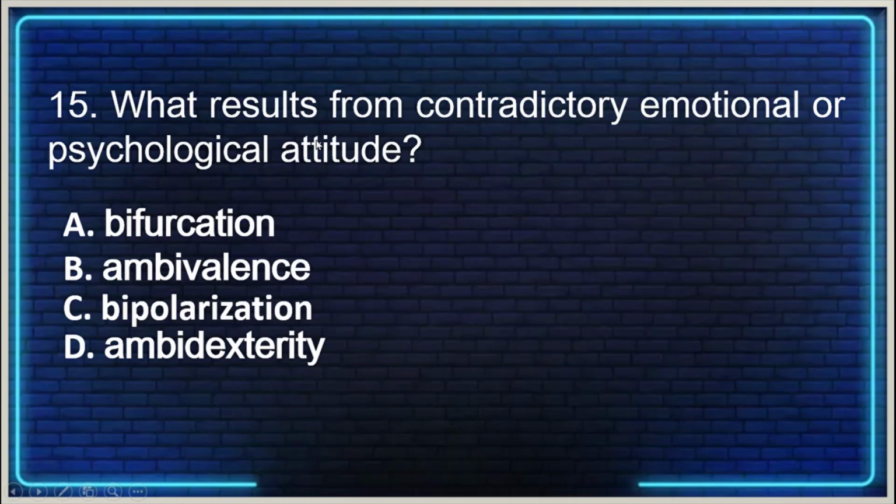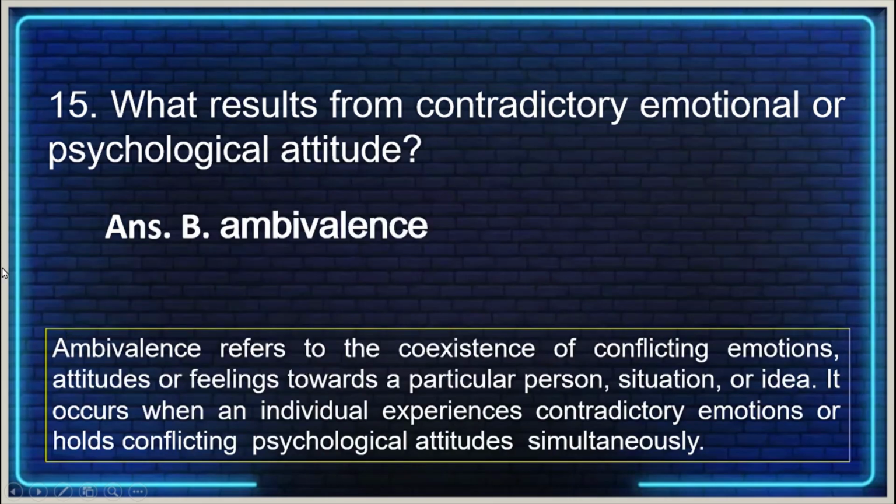15. What results from contradictory emotional or psychological attitude? A. Bifurcation. B. Ambivalence. Letter C. Bipolarization. And D. Ambidexterity. The answer is letter B. Ambivalence. Okay, so ambivalence refers to the coexistence of conflicting emotions, attitudes, or feelings towards a particular person, situation, or idea. So it occurs when an individual experiences contradictory emotions or holds conflicting psychological attitudes simultaneously.